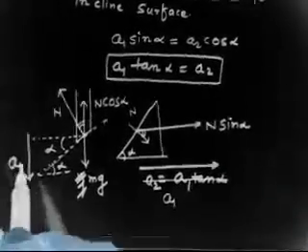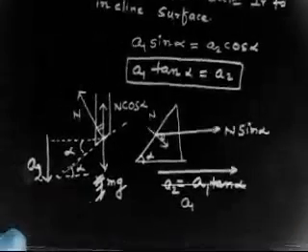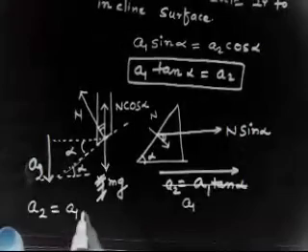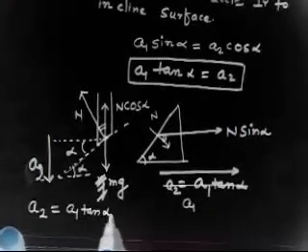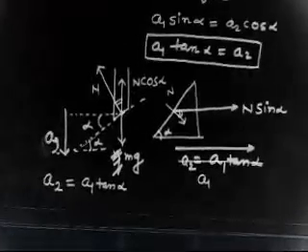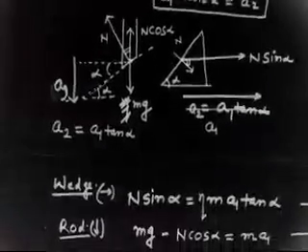And the acceleration of this is A2, and that is equal to A1 tan alpha. So this is A2, that is equal to A1 tan alpha. So many times we make mistakes. So let us modify this. I have to only modify here.